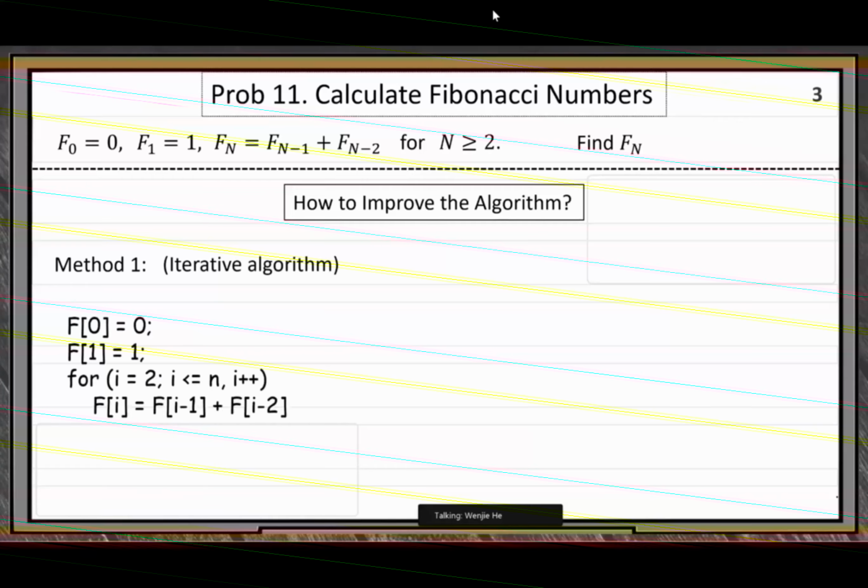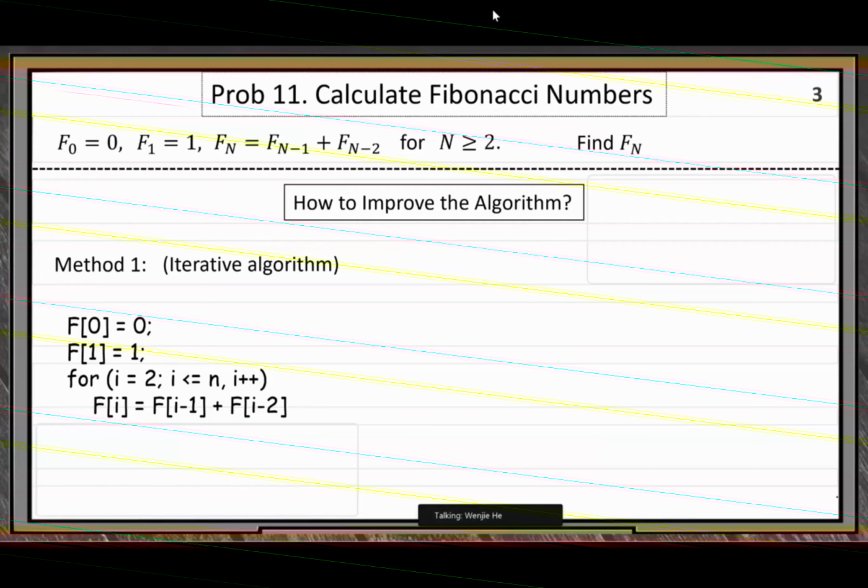Let's just calculate the Fibonacci number by a for loop. In this way, you can see we do not need to do redundant calculation. Each Fibonacci number, we only need to calculate it once, one by one, each time. So the problem can be fixed.